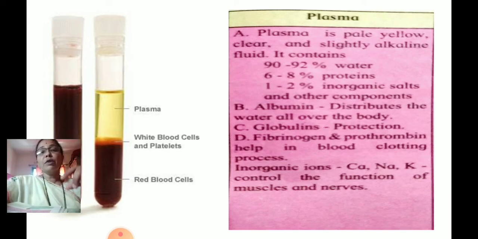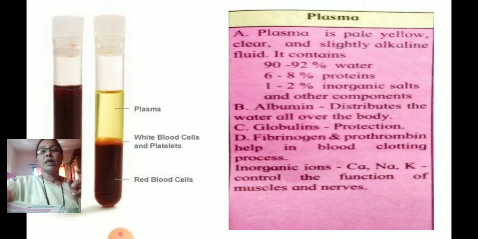What happens here? Centrifugation means a machine which rotates very fast, and because of the rotation, the solid particles settle down and the liquid, lighter particles come up. The solid particles inside our blood are the red blood cells and the white blood cells. White blood cells are lighter in weight, so they come up above the red blood cells, and then the plasma, which is in liquid state.